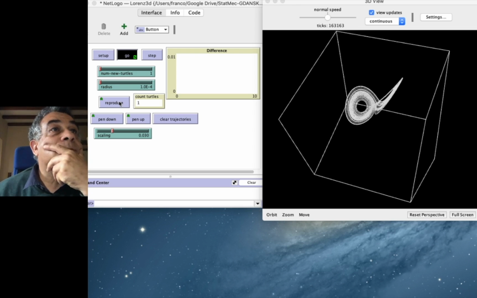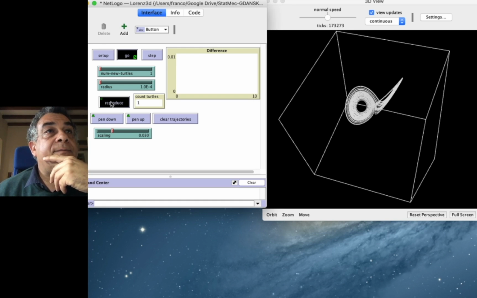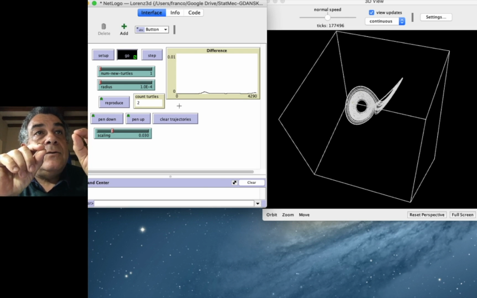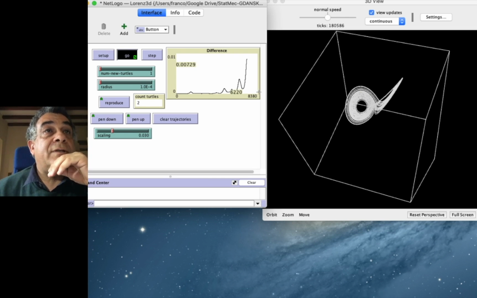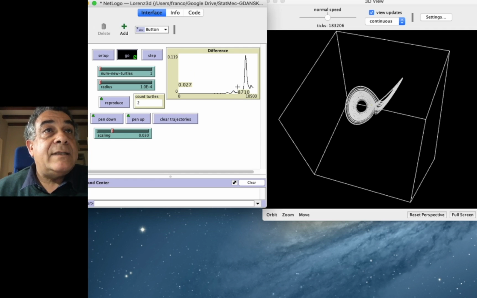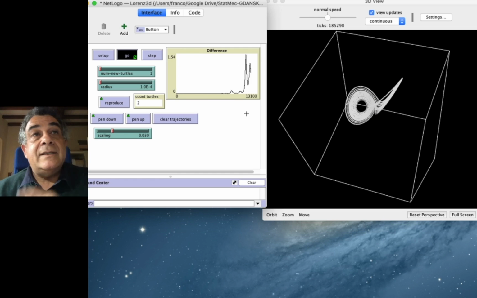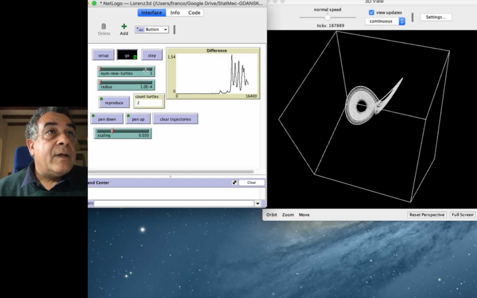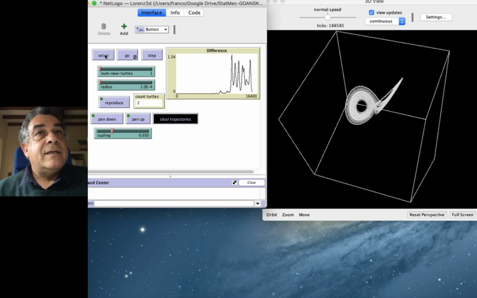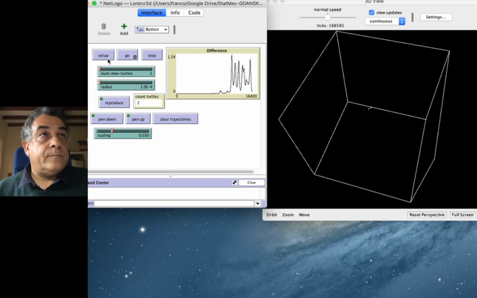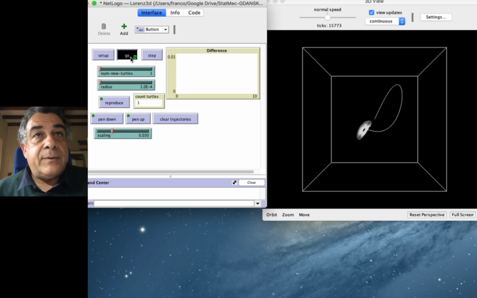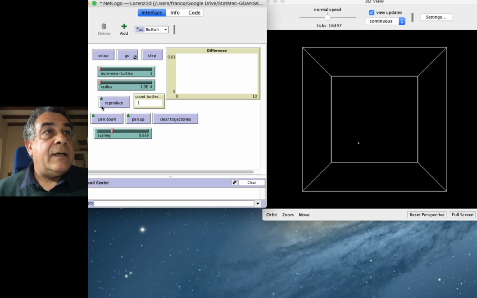We can also do something else. I mean, clone the system, and now we have two turtles, where the cloning has occurred with a very, very small difference in position. So essentially we are repeating the Lorenz experiment, and here is the plot of the difference, the distance between the two trajectories. Maybe we can clear trajectories, or start again and let go for some time. Then I clear the trajectory, I clone the system, and then I let them go.